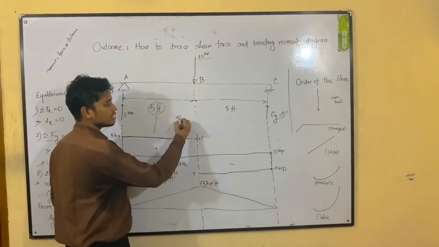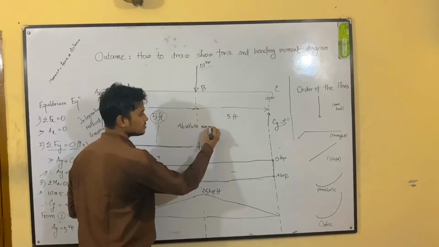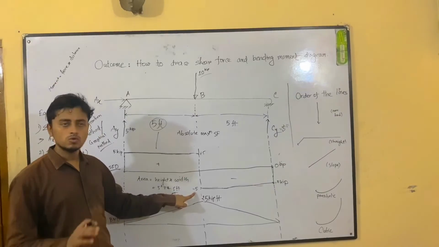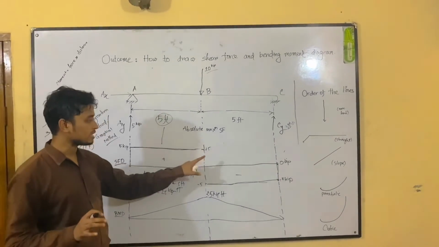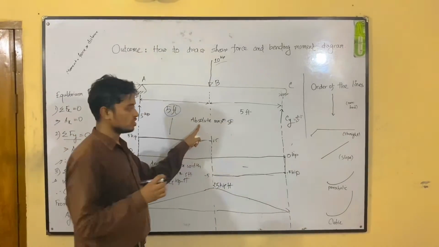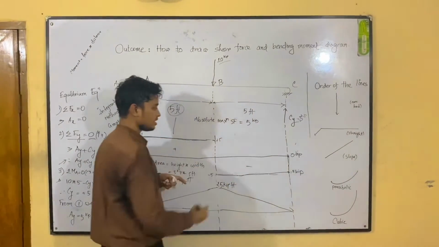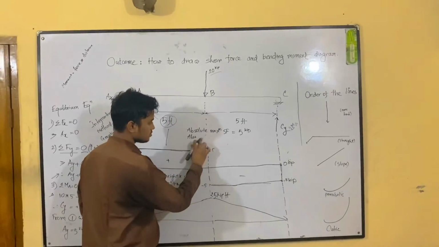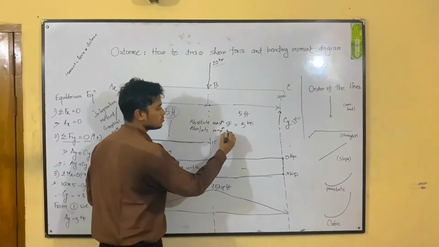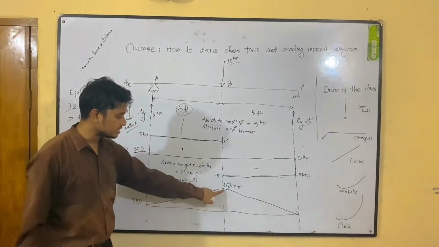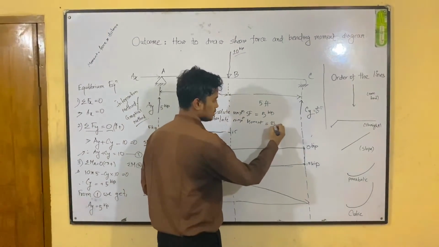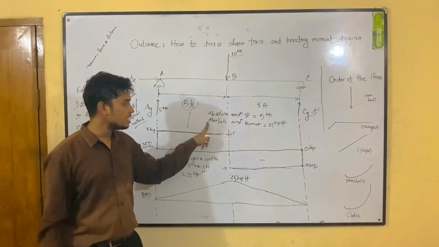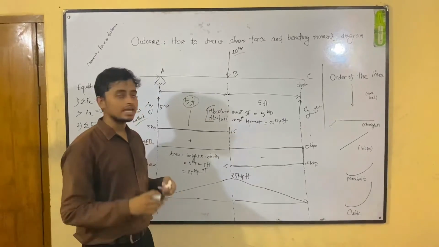We can easily determine the absolute maximum shear force, which in this graph is plus 5 or minus 5, whatever it is. We can neglect the sign and take the absolute value. Absolute maximum shear force is 5 kip, and the absolute maximum moment in this graph is 25 kip-feet. After knowing the absolute maximum shear force and absolute maximum moment, we can design a beam or a column in a building.